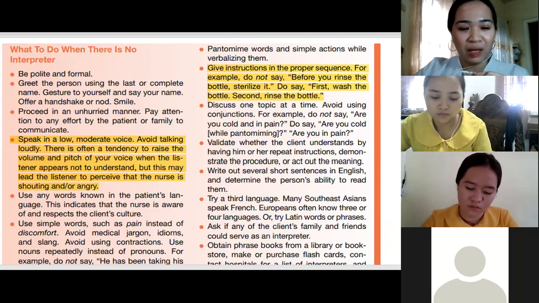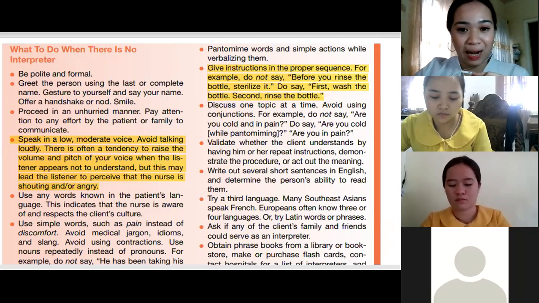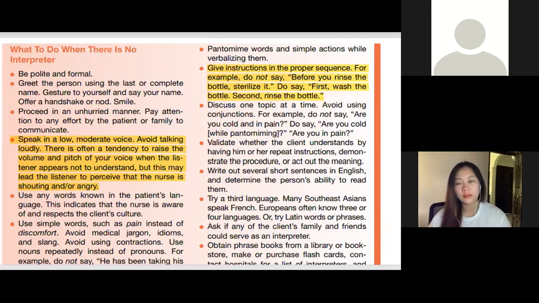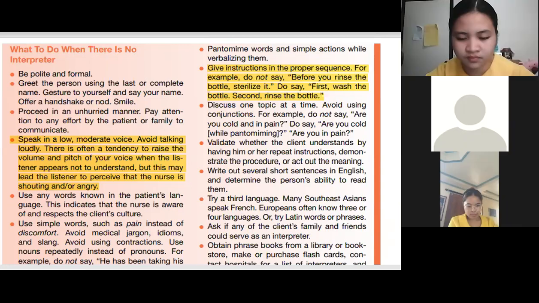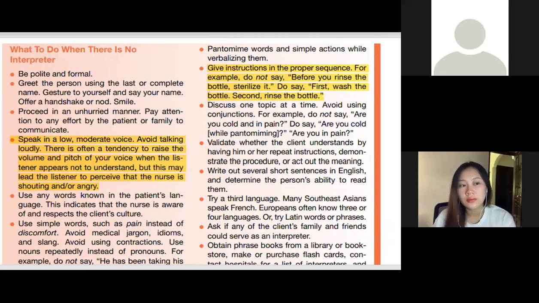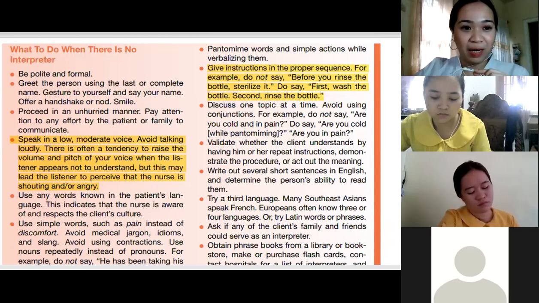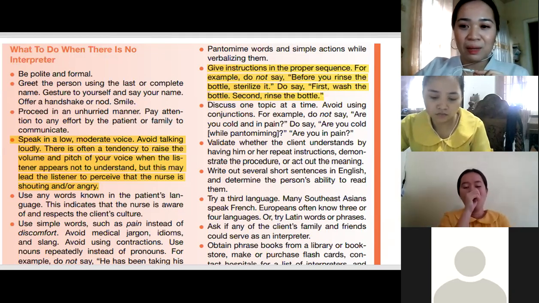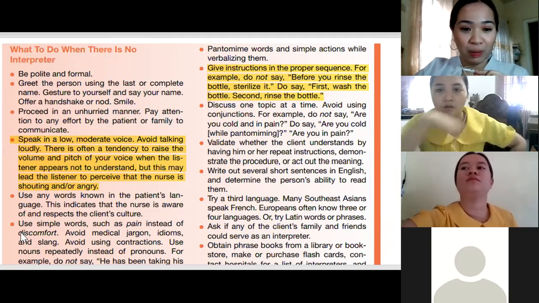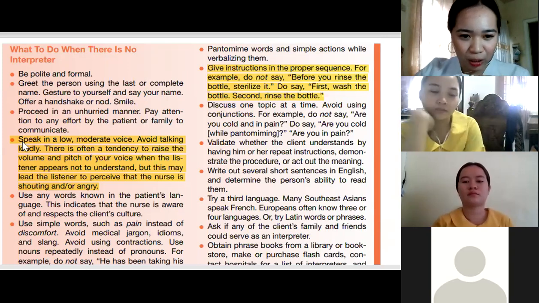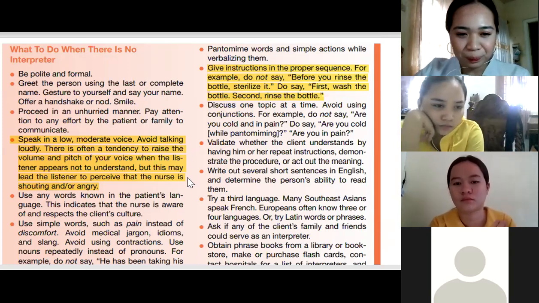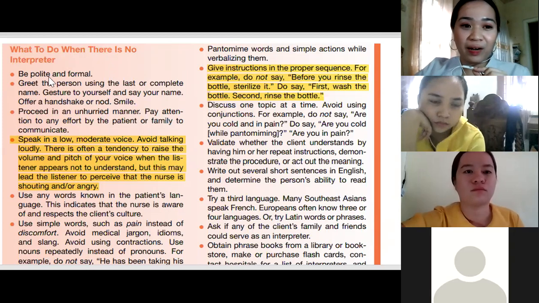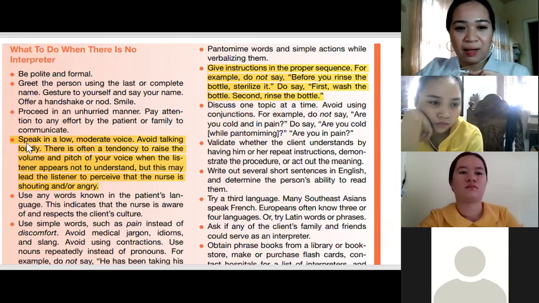It will not be every day that you will encounter a client na kailangan ng interpreter. But for that specific reason, you are being prepared for those type of situations para at least kapag nandun ka, maalala mo, ay, natik pala namin ito. We have to be prepared. So, for example, tingin tayo dito. What to do when there is no interpreter?